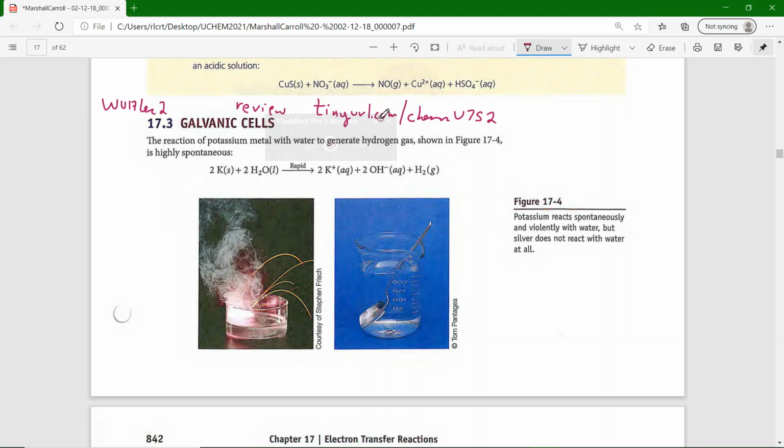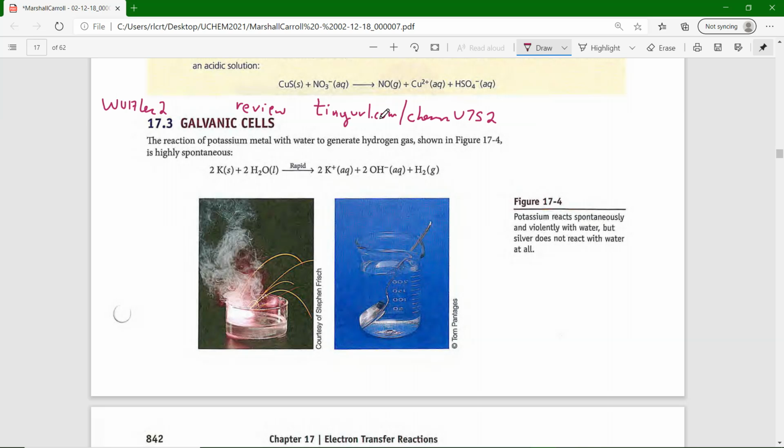Hey everyone, welcome to University of Winnipeg Chemistry 1112. We are in chapter 17, which is the last chapter we look at in our course. We are looking at the second lecture today, all about galvanic cells.